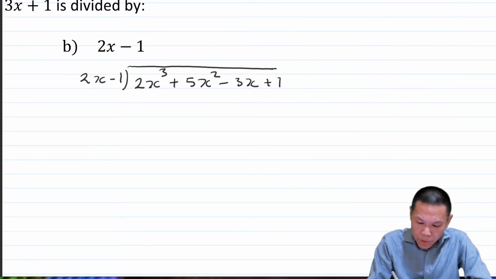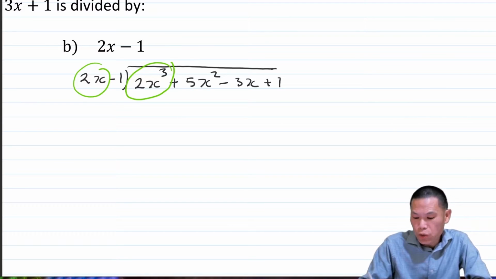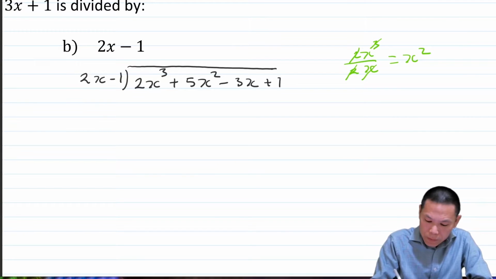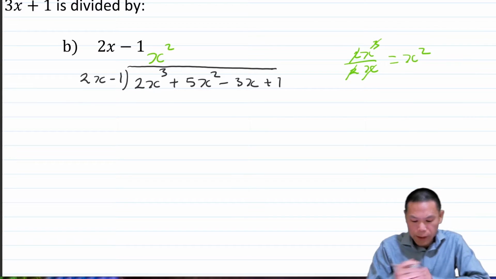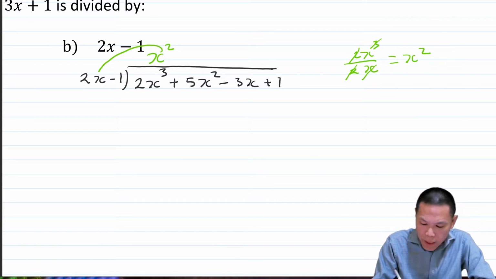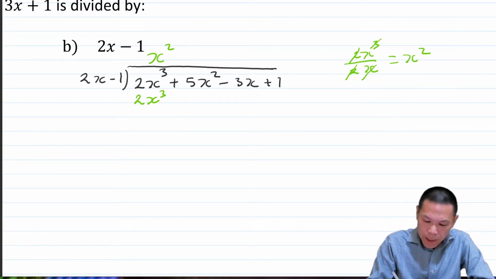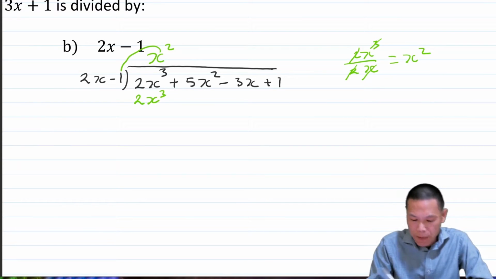We use 2x to the power 3 divided by 2x. That cancels out and gives me x squared. So just write x squared first. And then we multiply them back together. So x squared times 2x is 2x cubed, and then x squared times negative 1 is minus x squared.